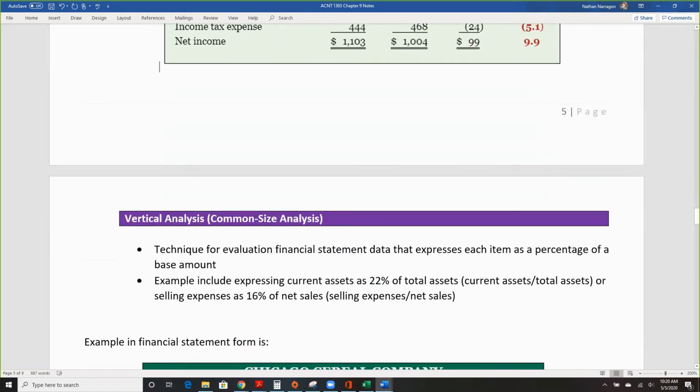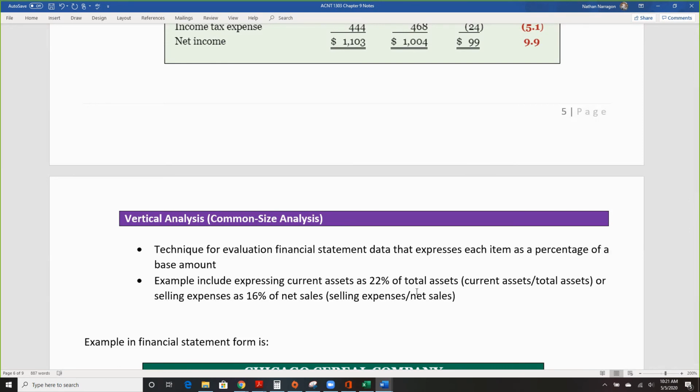On the other side, if you can go horizontal, you can also go vertical. And vertical typically uses a lot more of our gross profit formulas, as we know. So, vertical analysis is also known as common size analysis. And this technique for evaluating financial statement data expresses each item as a percentage of a base amount. Typical are sales, net sales, gross profit percentage, could be current assets on the balance sheet. How much is each asset to our total assets, percentage-wise? So basically we're learning the makeup of our items.